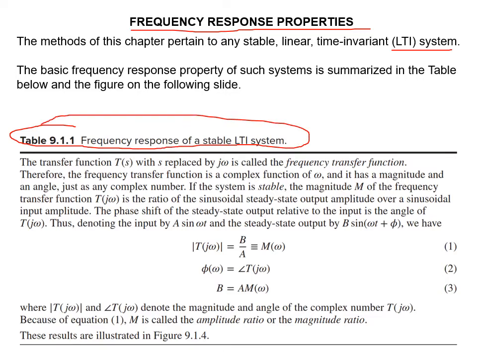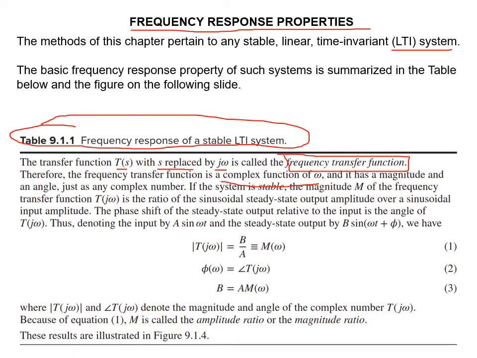I'll reference back to this for a lot of the problems that I'm working on. This table gives us a lot of information that's very useful. One thing that we can note here at the top of the table, it tells us the transfer function T(s) with s being replaced by our j omega. And this is what's called our frequency transfer function. With that j term in there, that lets us know that this transfer function is going to be a complex function of our omega, and it's going to have a magnitude and an angle just as any other complex number would.